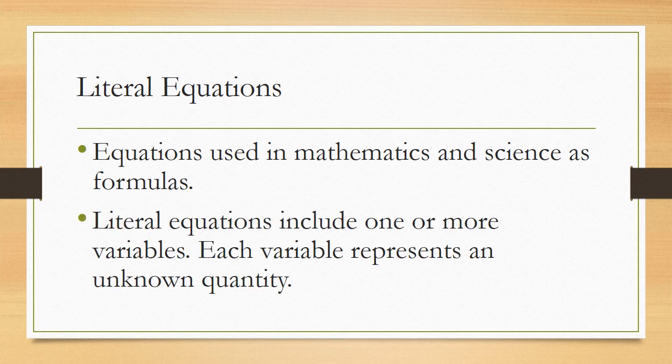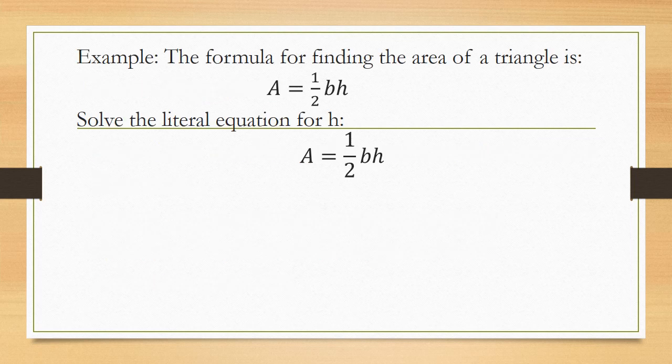What literal equations mean is equations that include one or more variables, and each variable represents an unknown quantity. So the first example that we have here is the literal equation that can help us find the area of a triangle. This is a triangle. That's the base of the triangle. And this is the height of the triangle.